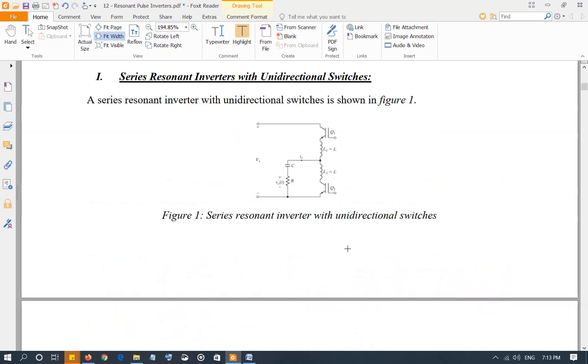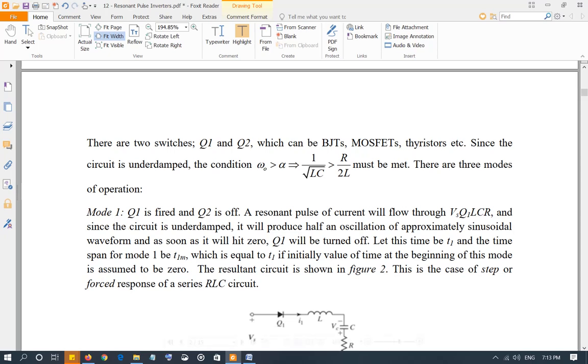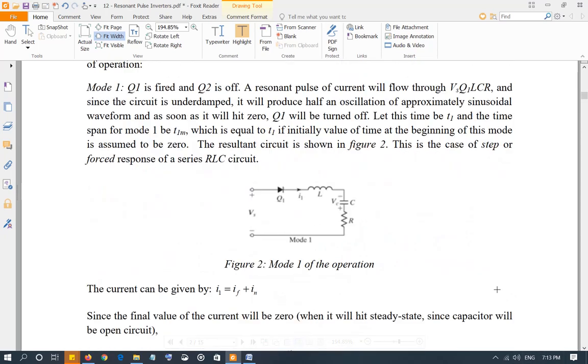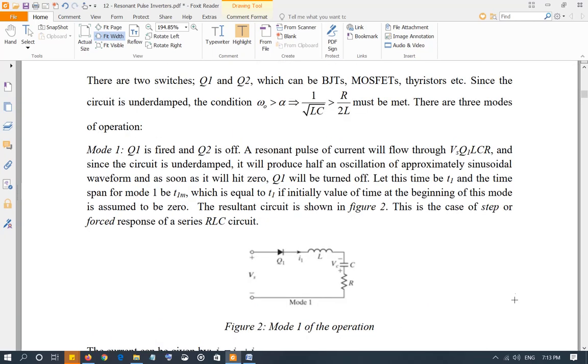So there are different modes of operation for this circuit. The first mode is when Q1 is fired, Q1 is activated, and Q2 is off, and we call it mode number 1. So what happens, the circuit is going to look like this. The current is going to flow from the source, Q1, L, capacitor, resistor, and go back to the source, which is a series circuit.